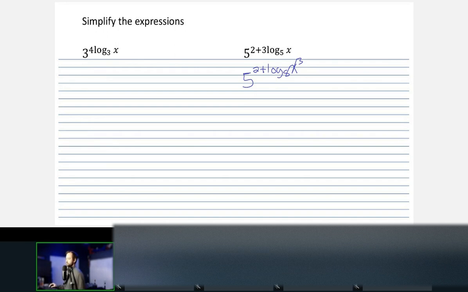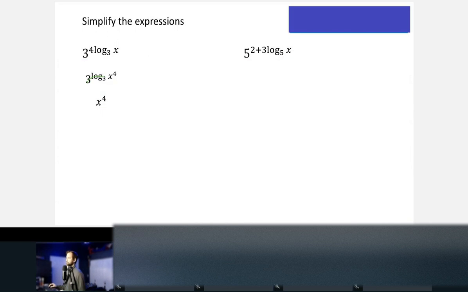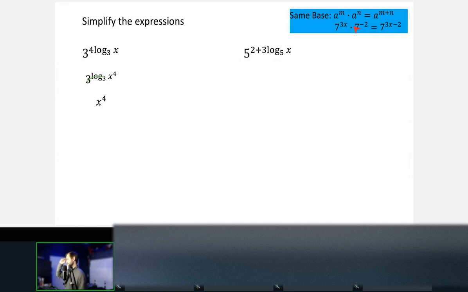So let me show you a property that maybe you have forgotten. It's under this little blue thing here. You remember that property we learned in past math classes, and we even reviewed this. This is in your notes. It was either from Friday or earlier this week. The same base. For example, when you have a to the m times a to the n, this can combine to be a to the m plus n.